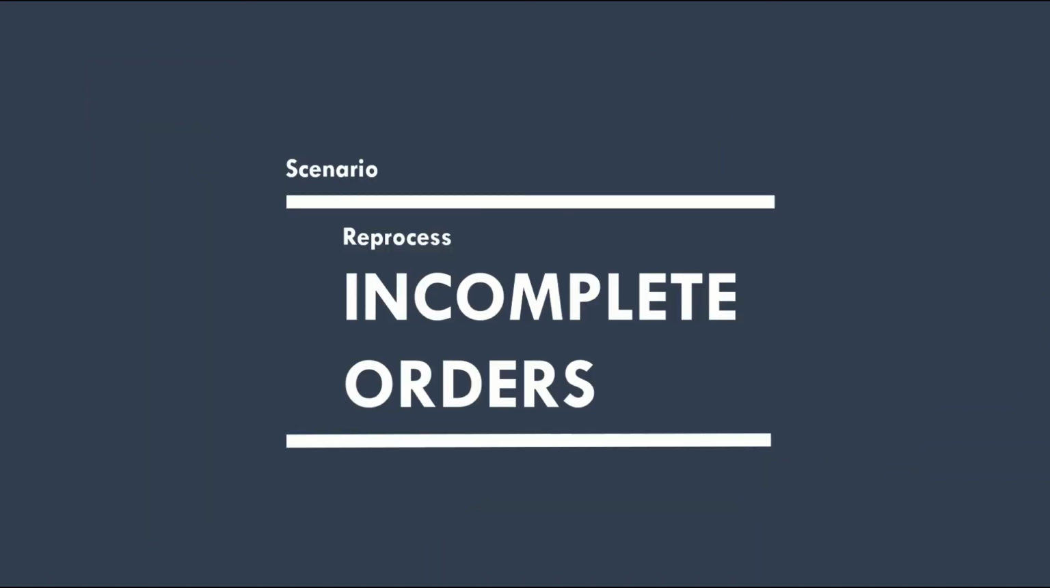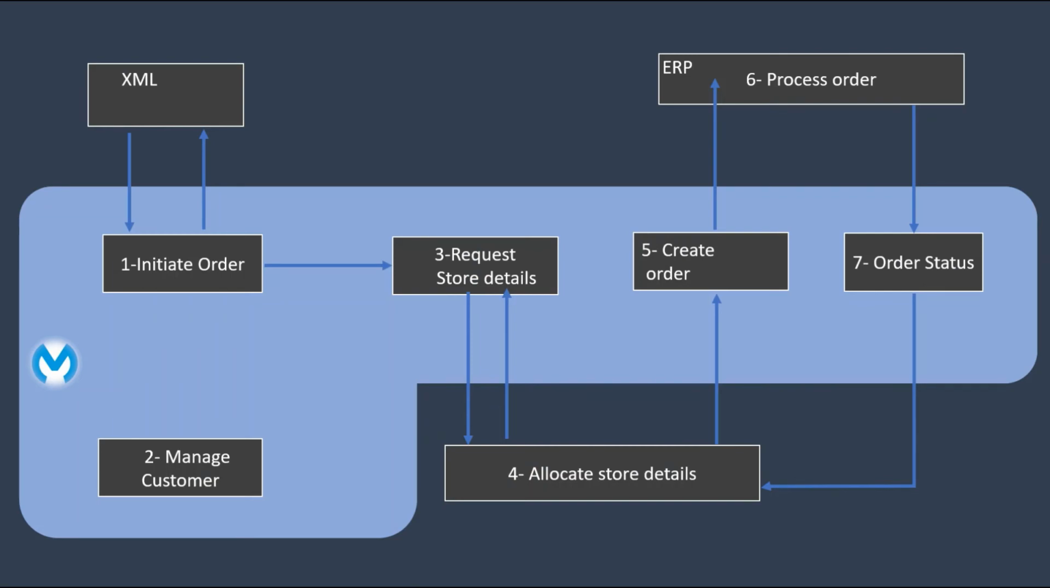And if we extend the successful orders to reprocessing the orders, this is a use case where, in case the ERP system finds the inventory to be unavailable against the order or the items, it will send a status back to order status 7 stating it cannot be processed. So that's when the order status will again send back to allocate store details for processing, which will identify based on the order status and then reallocate the new store details.